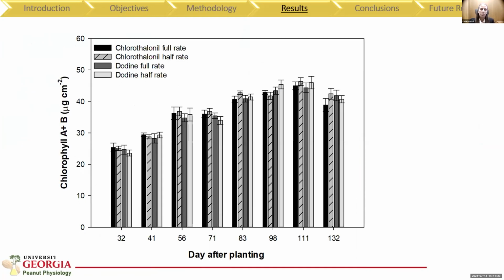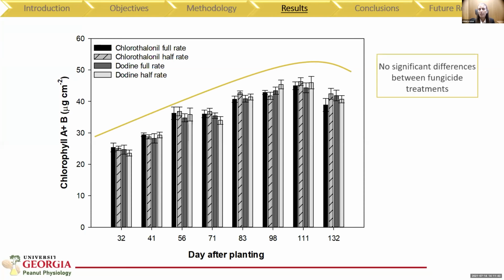Moving now to the results, this first graph represents the total chlorophyll content, so chlorophyll A and B, based on days after planting and divided for the 4 fungicide treatments. So as we can see, we had an increase of total chlorophyll content throughout the season, but this was mostly based on the growing stage of the plant. In fact, we did not find any significant differences between our fungicide treatments.